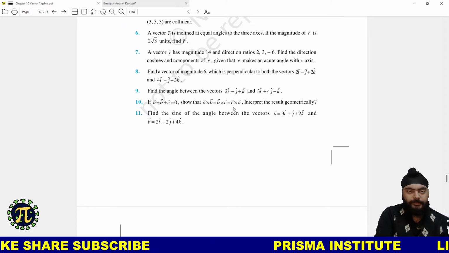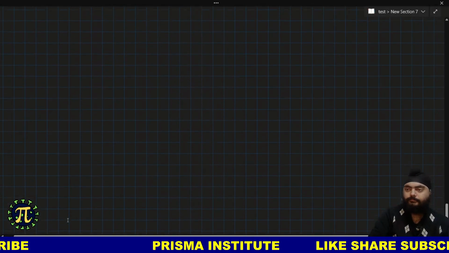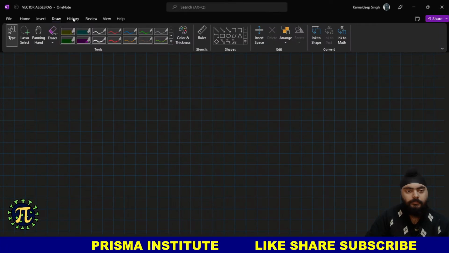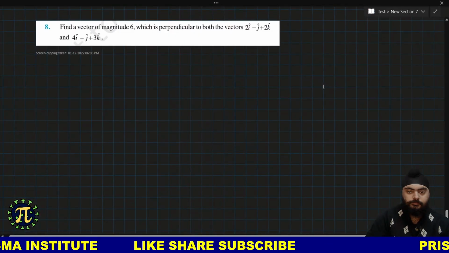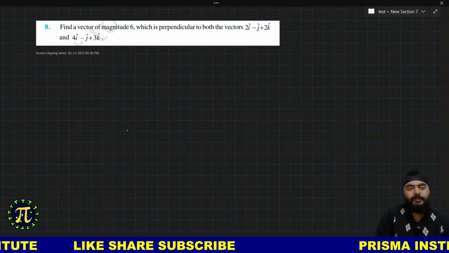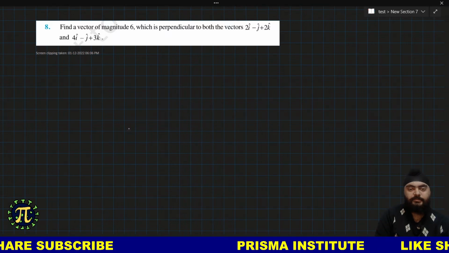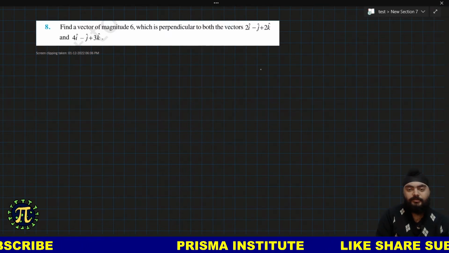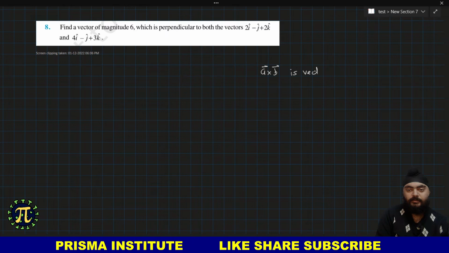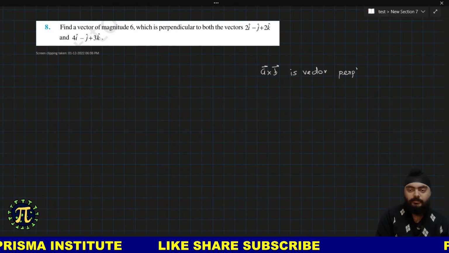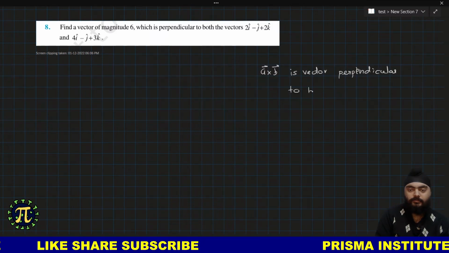question number 8. So find a vector of magnitude 6 which is perpendicular to both vectors. So how will we find a vector perpendicular to these two vectors? So A cross B, right, what is it? It is a vector perpendicular to both A and B vectors, right?